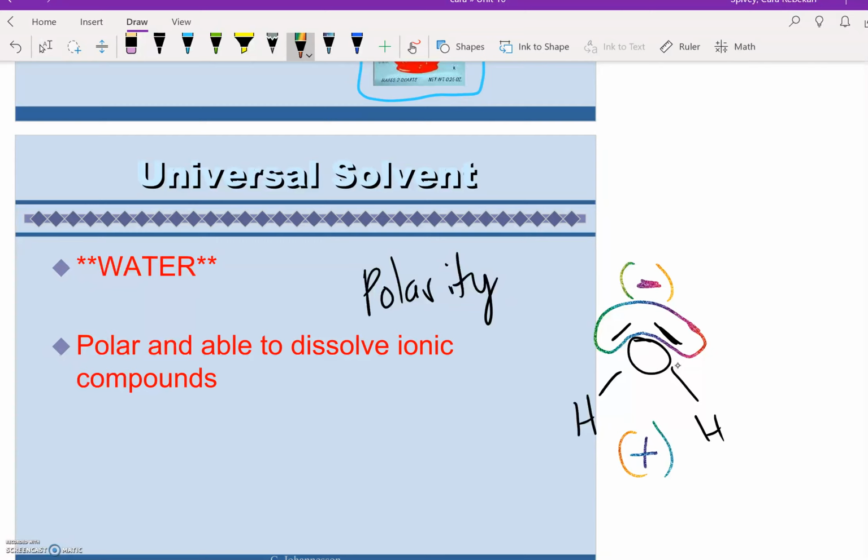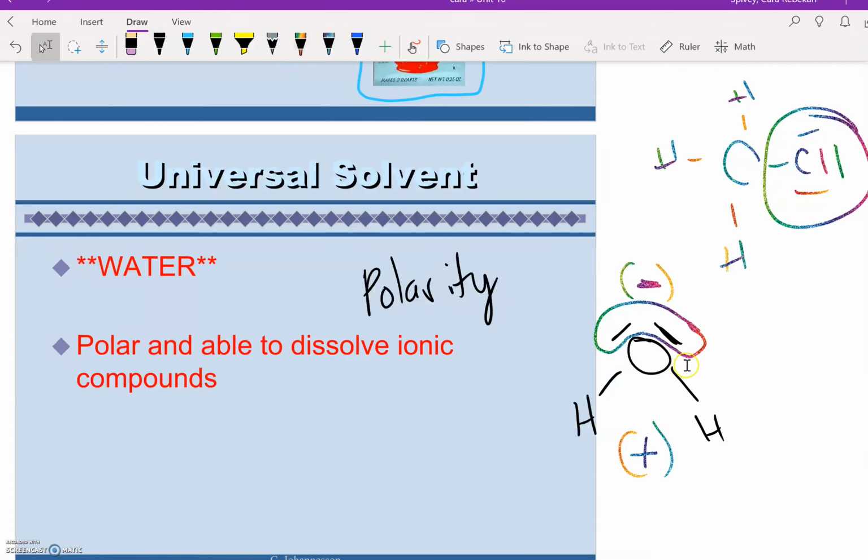Remember that there are other compounds that are also polar. If you see things that look like this, this compound is also polar because of the chlorine. Remember that if you have a different atom attached to your central atom, you are also polar. So our chlorine in this case is making it polar. So polar things are typically the best solvents.